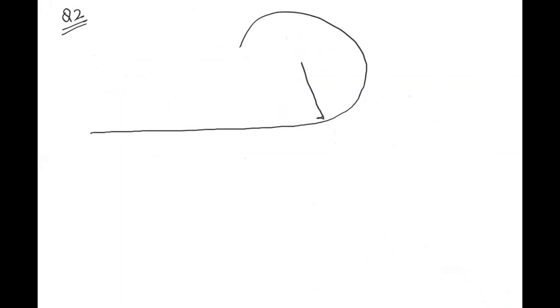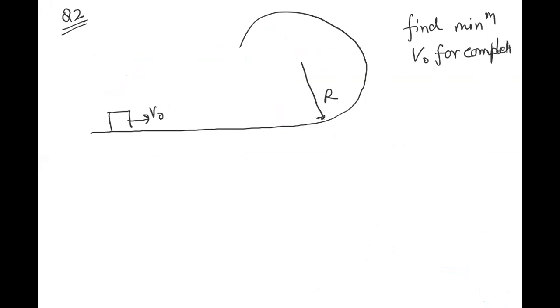So let's start off with a very, very easy question. Find minimum V naught for completion of something.